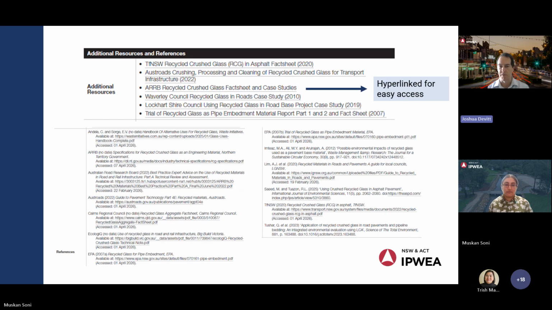We've then also got the reference list, which again, I think most of those are hyperlinked. So if you wanted to go and read the technical, the research information, you'd be able to do that as well.